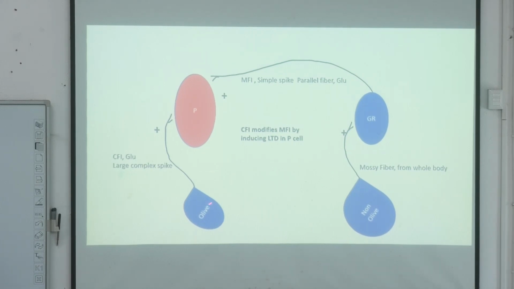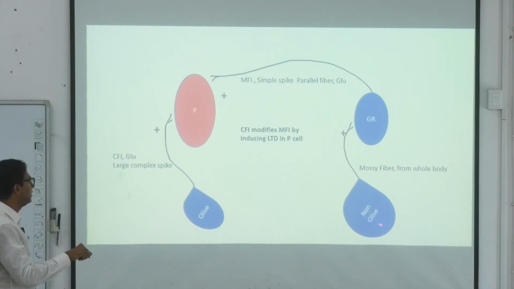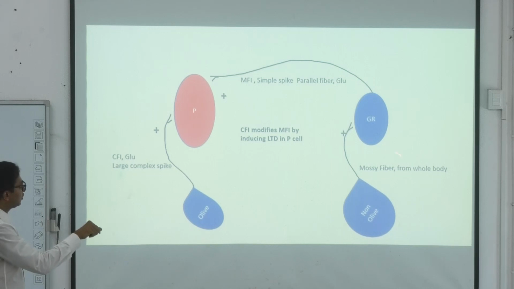So the inferior olive projects to the Purkinje cell via glutamate. See the positive signal, right? It is called climbing fiber input, CFI. It causes a large complex spike on the Purkinje cell. On the other hand, from all the non-olive structures, fibers go to the granular cell. They are called mossy fibers.